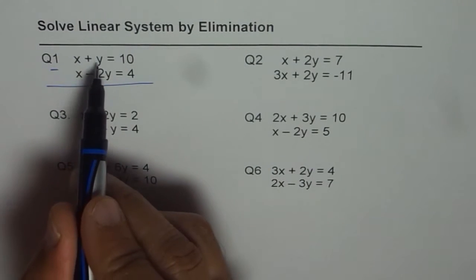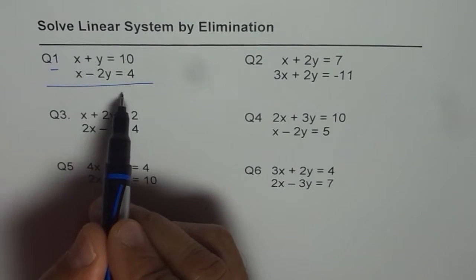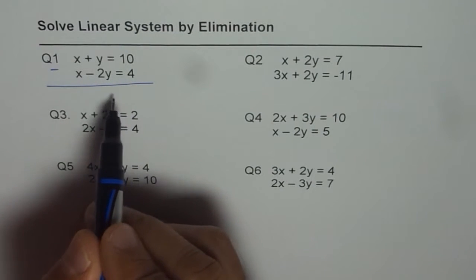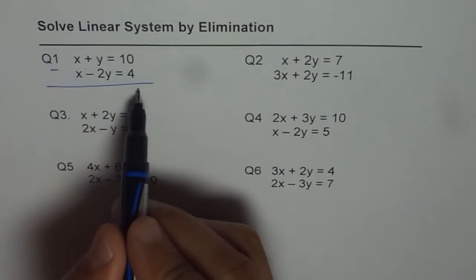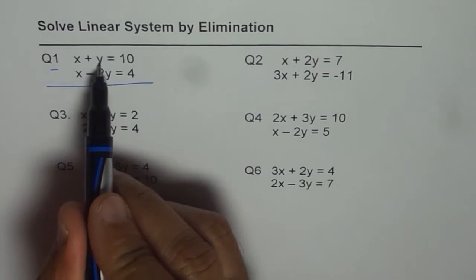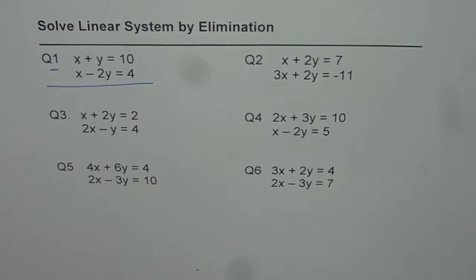So we will be left with y minus or 2y, rather 3y equals to 10 minus 4, which is 6, and from there we can find the value of y. 3y equals to 6 gives us y equals to 2. Once you find y, you can substitute the value of y back and find the solution for x, right? So that is how you can solve the question number 1.